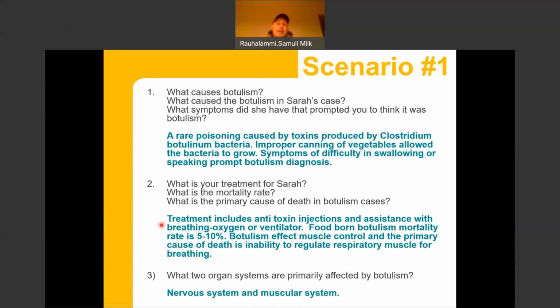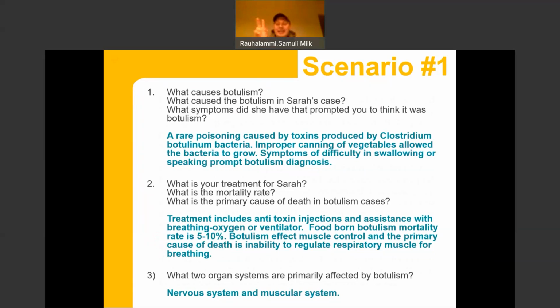The good news is that the mortality rate with foodborne botulism is fairly low, somewhere around 5 to 10%. Botulism can also affect muscle control of the respiratory muscles, like I mentioned, and that would be devastating if it caused a failure in breathing in this case. So that was the first scenario.